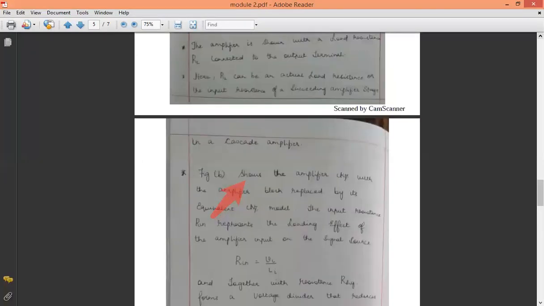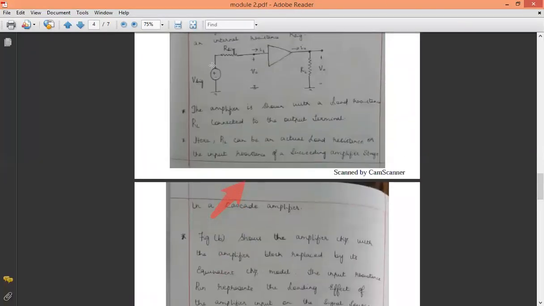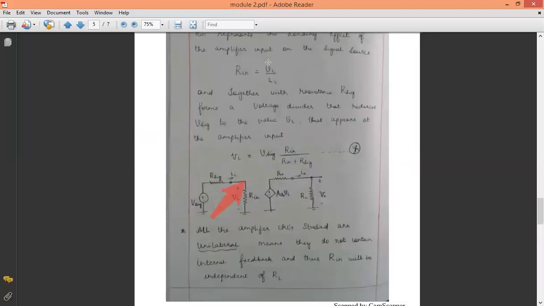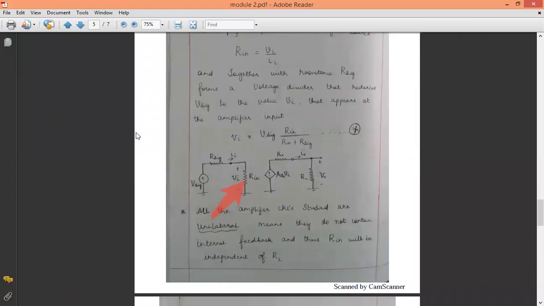So, how to draw this equivalent circuitry? Later on, we will study it in detail. V signal and R signal, you have to write as it is. This is an amplifier. An amplifier will have an input impedance. So, how do I show that input impedance? This is your Rin, the input impedance, which is used to avoid the loading effect. And at the output, we will get the amplified voltage.